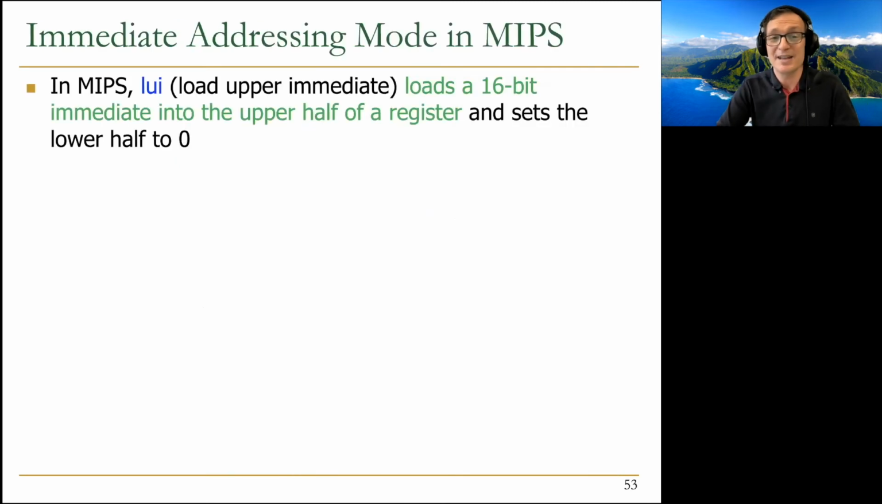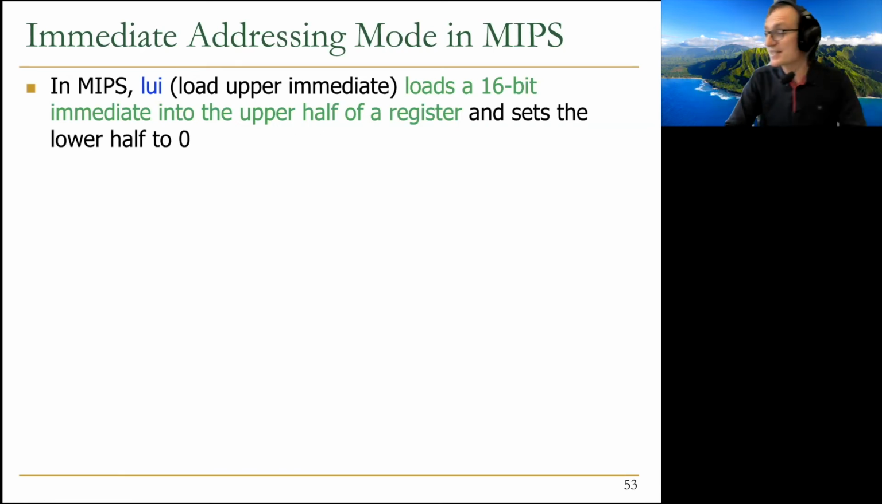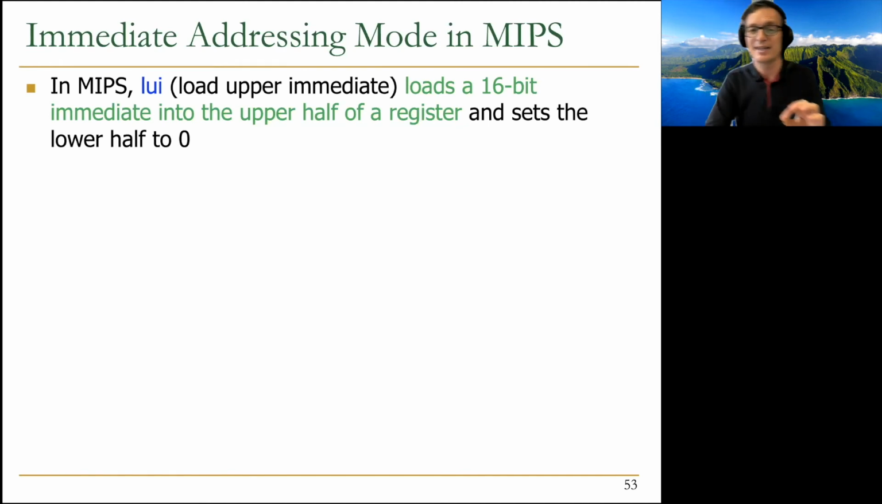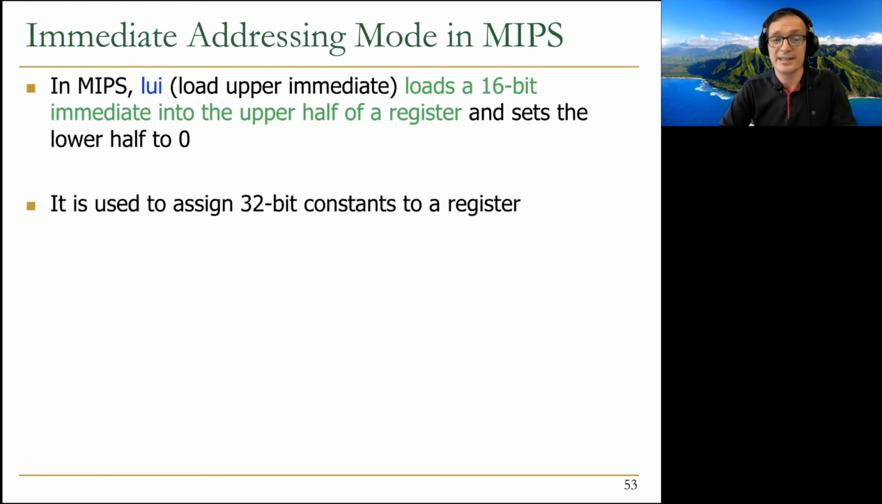Let me also tell you about the immediate addressing mode in MIPS. There in MIPS, load upper immediate, an instruction, loads a 16-bit immediate into the upper half of a register and sets the lower half to 0. This is how you can construct a value that's larger than some immediate value that you can encode in an add instruction, for example. So it is used to assign 32-bit constants to a register.